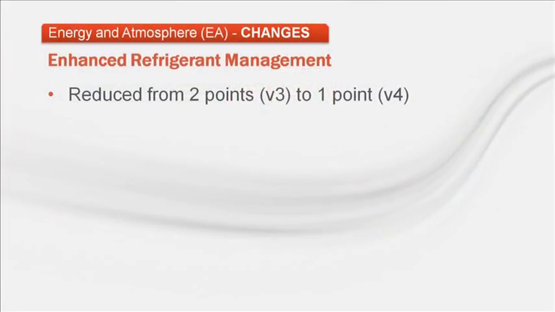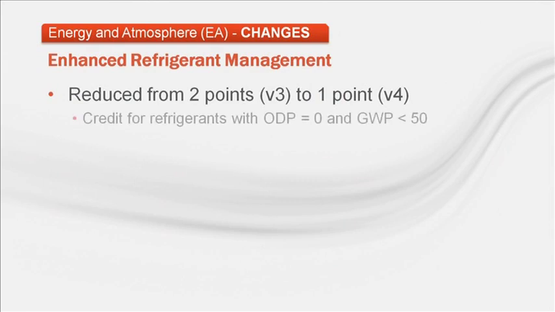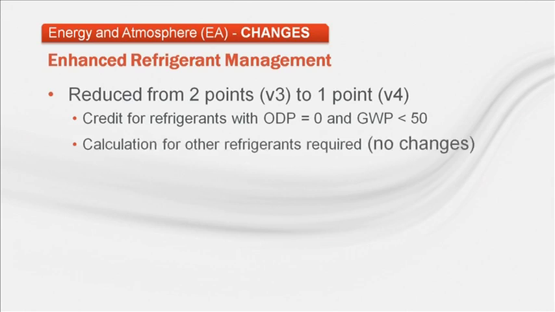Enhanced refrigerant management had very few changes. The number of points went from 2 in version 3 to 1 in version 4. An additional change is that if all equipment on a project uses refrigerants with 0 ODP and less than 50 GWP, the credit is given. If other refrigerants are used, a calculation must be performed, but there are no changes from the v3 equation.